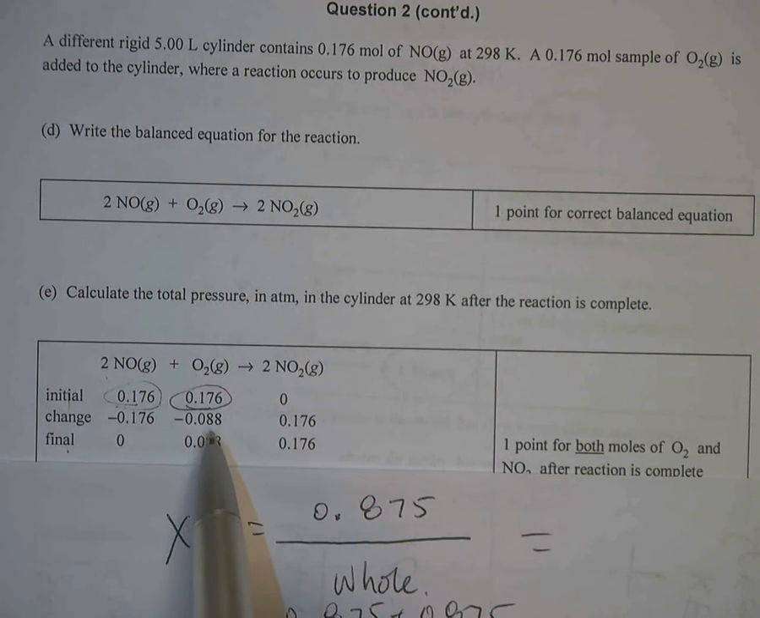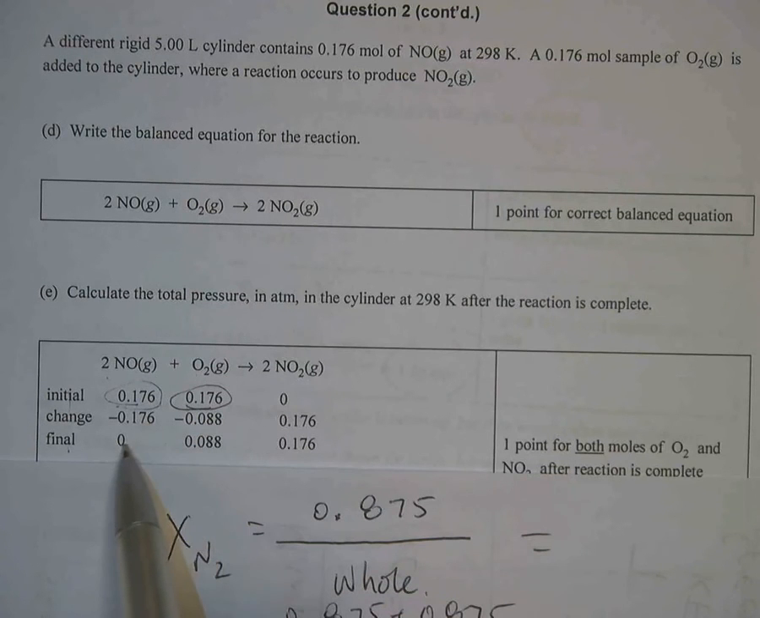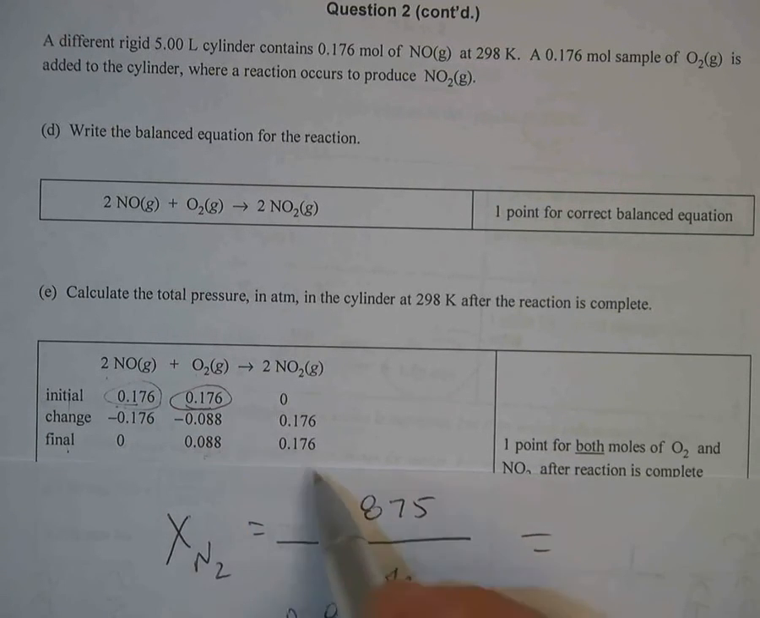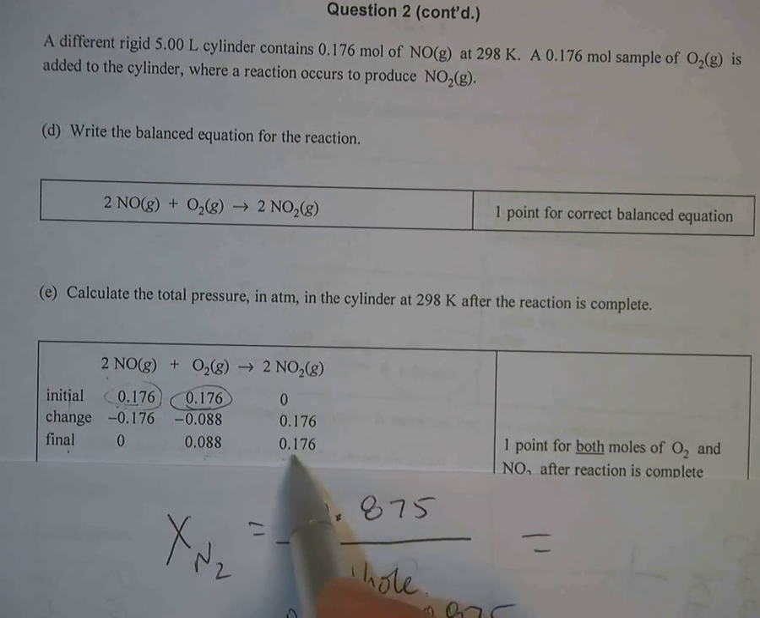So obviously then nitrogen monoxide is my limiter. I end up with 0 of that. I end up with 0.088 moles of oxygen left. And since it's a 2-to-2 ratio, I produce 0.176 moles of this.